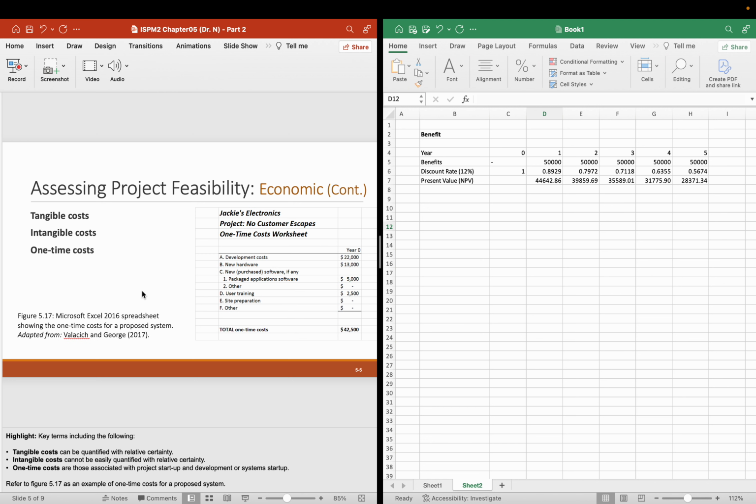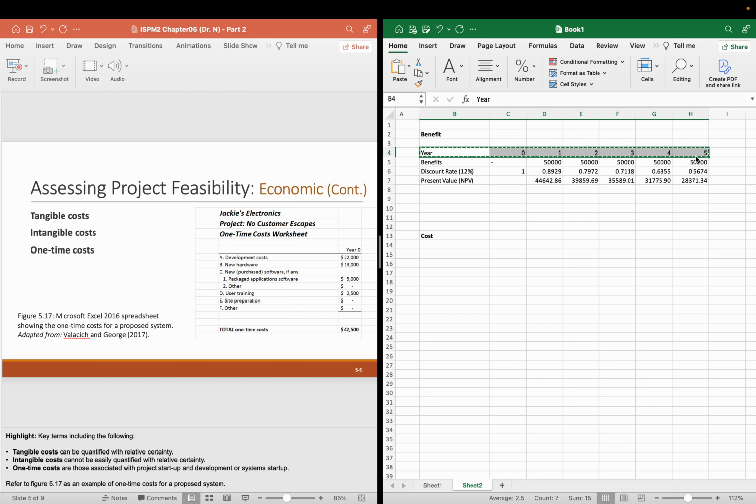For the second one, we have cost, right? We have recurring cost and one-time cost. In this image that we have here, we have one-time cost because it's just at year 0. So here we have another section for cost. I can write it down as a section header or the title for the section. And then again, we can have the very same thing, year 1 to year 5, and I can have all of those things. Instead of benefit, I just have costs here.